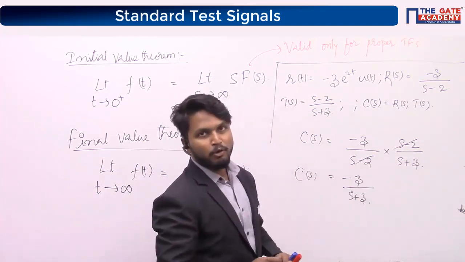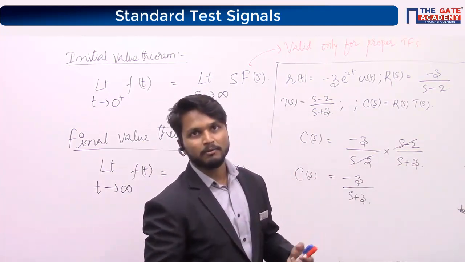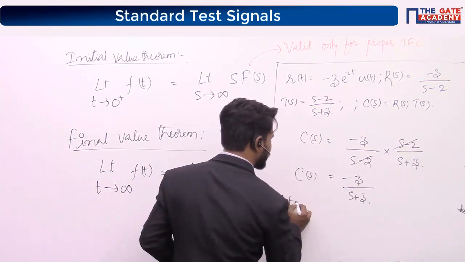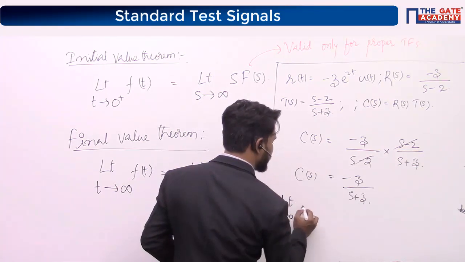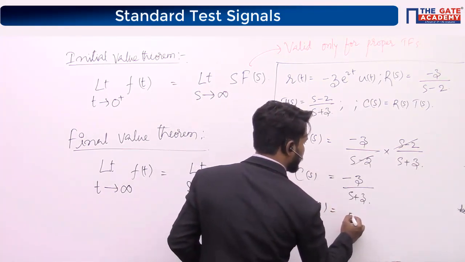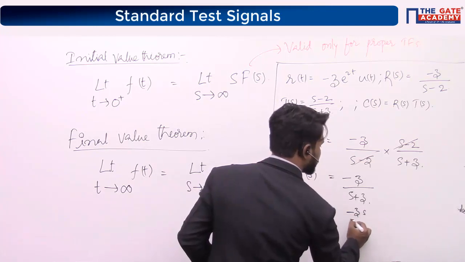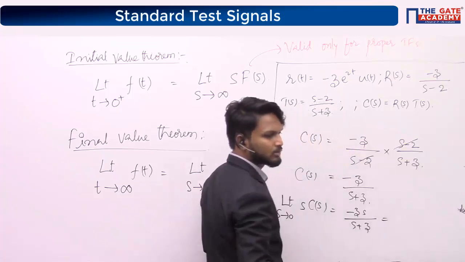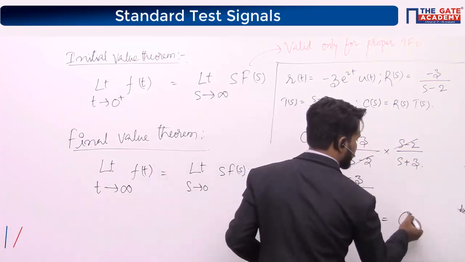The steady state value of C of s means the final value of C of s. So the final value of C of s you can find like this: limit s approaching 0, s multiplied by C of s, that is equal to minus 3s divided by s plus 3. This is equal to how much? 0.